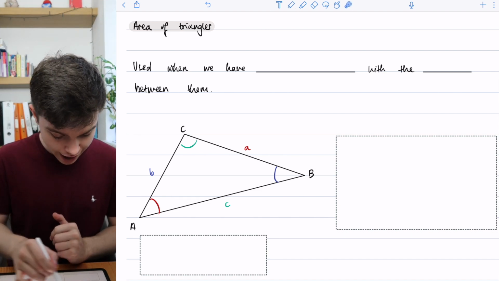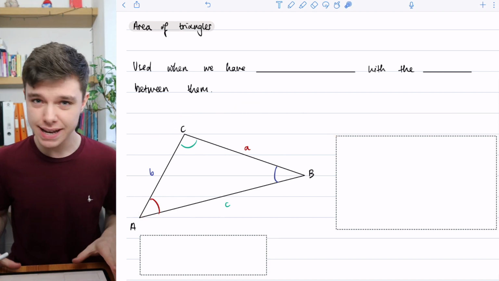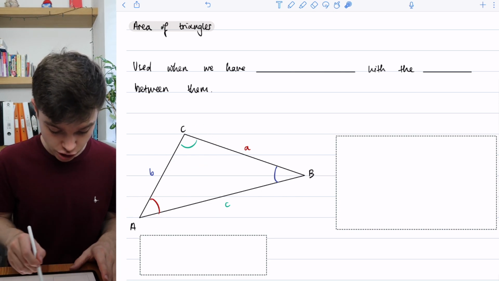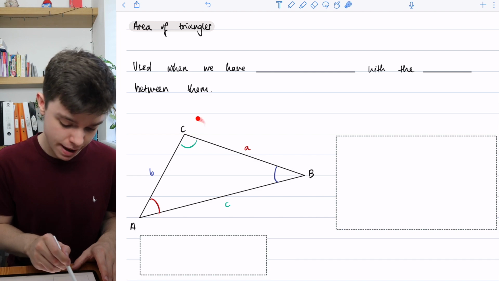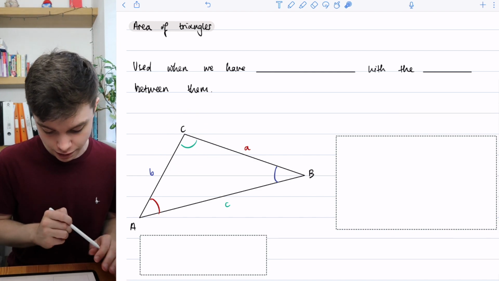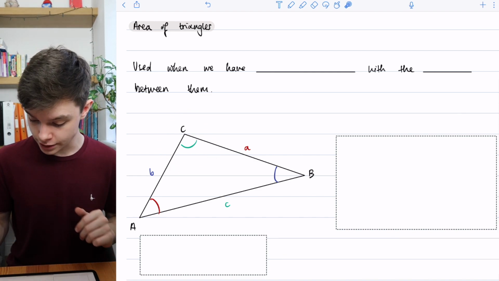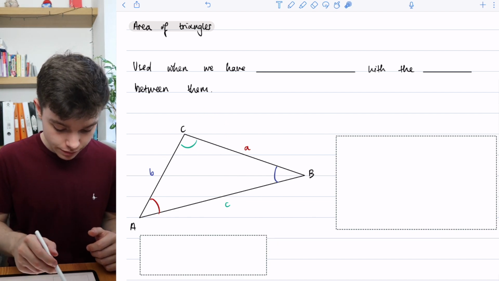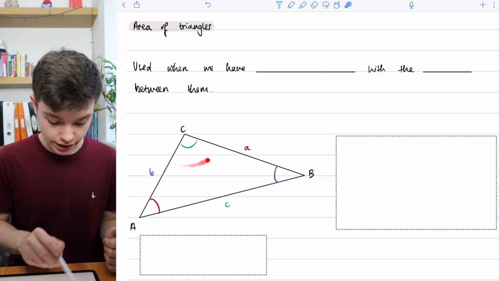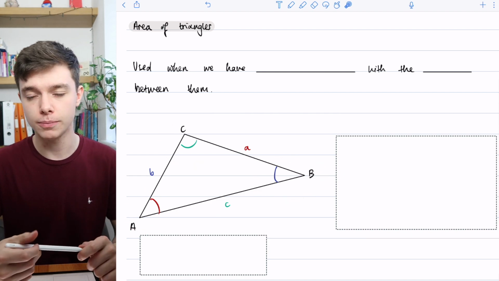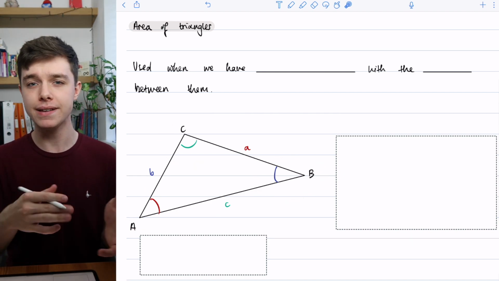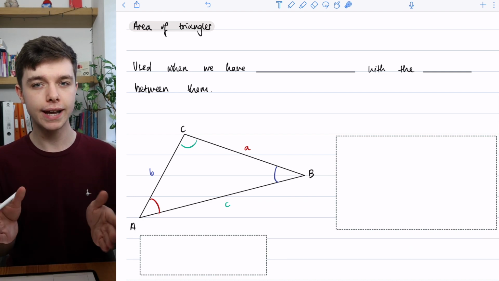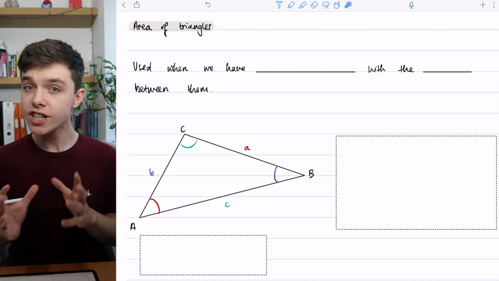So here I have a triangle, and we can see it's not a right angled triangle because none of these angles, and you can just kind of tell by looking at them. Maybe C would look a little bit like a right angle, but it's not because it doesn't have the box there, okay? The C might look a little bit like a right angle, but actually none of these are a right angle. So we can't just use the base times the perpendicular height divided by 2. So what formula can we use? Well, we have to use this formula.